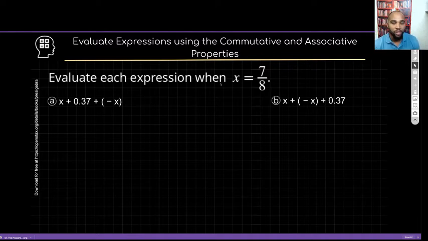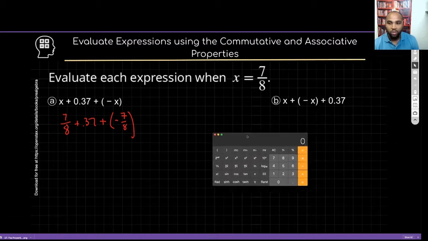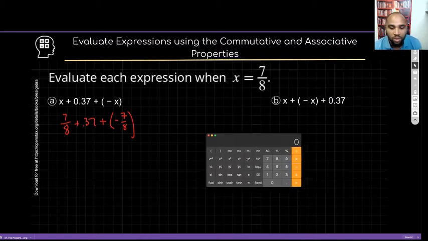So let's evaluate each expression using x equals 7/8. And I want to see if you can see something here. So 7/8 plus 0.37 plus a negative 7/8. So if I work this one, I would change this to a decimal. And let's go ahead and see what that decimal will look like. Now, hopefully you're already kind of seeing the answer without doing this because you use the associative property. So if you see the answer already, it's because you use the associative property.